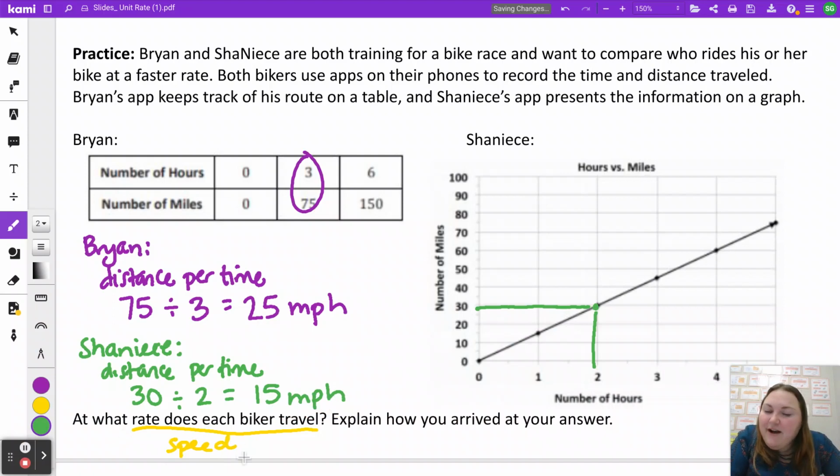So if I want to know how fast each of them are, if I want to know the rate of each biker, Brian is biking 25 miles per hour and Shanice is biking 15 miles per hour.